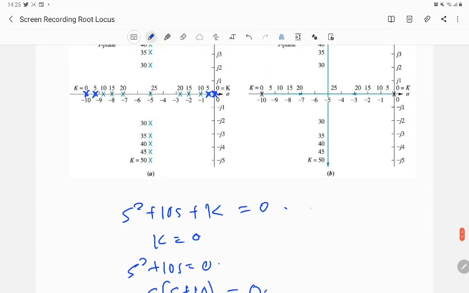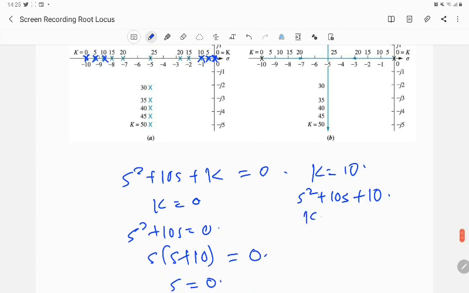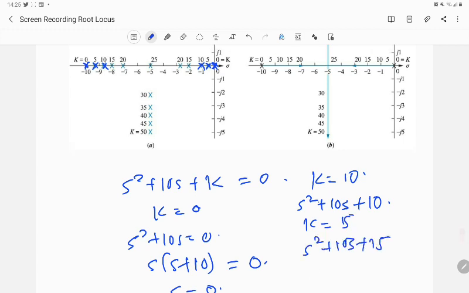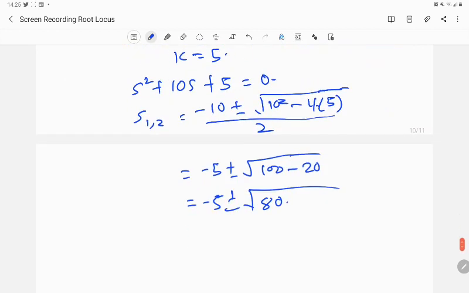Then you make k equals 10. The expression becomes s squared plus 10s plus 10. You evaluate that and you get this and that as your poles. Then you make k equals 15. You get s squared plus 10s plus 15, and you find your poles. So we can easily evaluate that one.